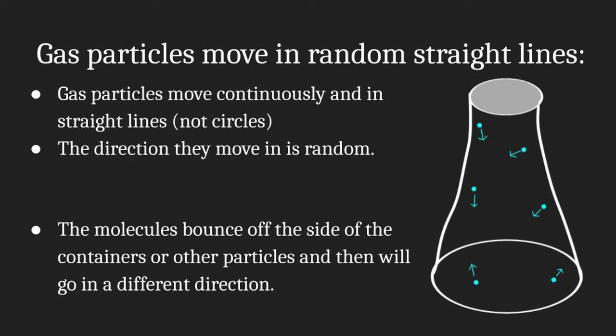Postulate 2 is that gas particles move in random straight lines, not circles. I specifically say that because many multiple choice questions try to trip you up by putting circles as a choice. And the direction they move is random. All it has to be is straight, but it could be in any direction. And the only time these paths stop being straight is when they bounce off a wall or another particle, and then they will just continue in a different straight line.